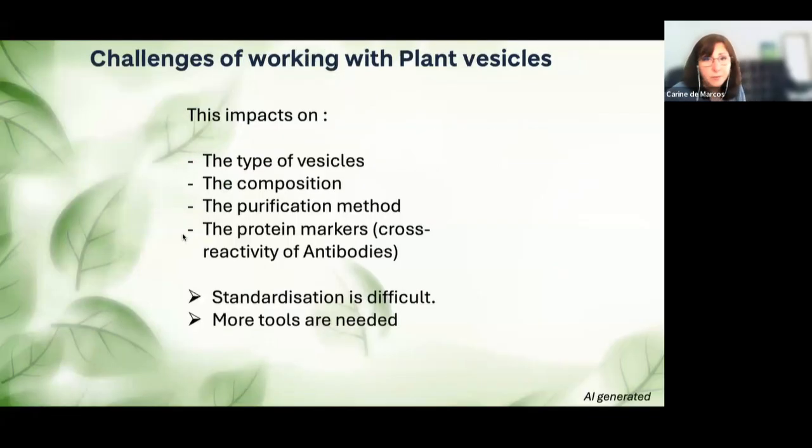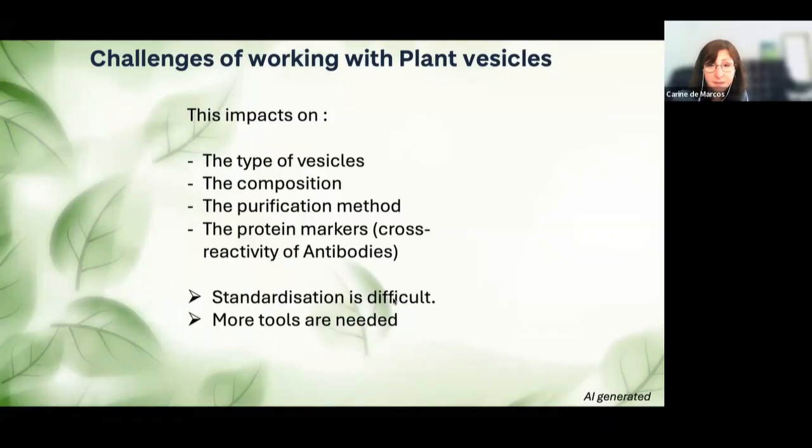So all these, of course, impact the type of vesicles, the composition of the EVs, the purification methods, and the protein markers, because even if you have protein markers that work in one plant, for example, in Thaliana, they might not cross-react with the same protein in another plant. So that makes the standardization very difficult.